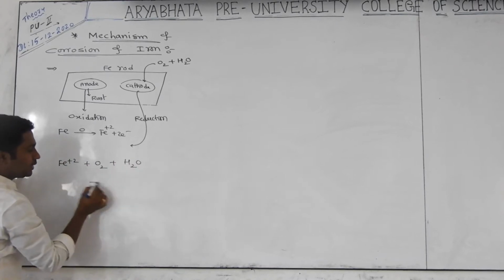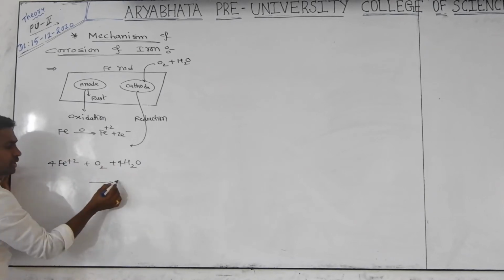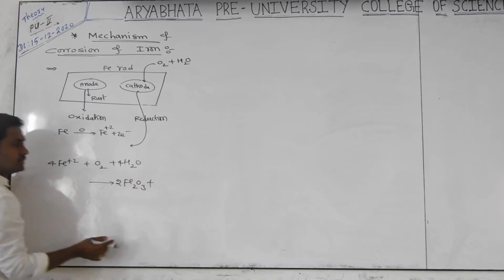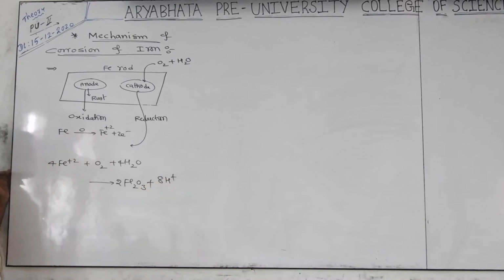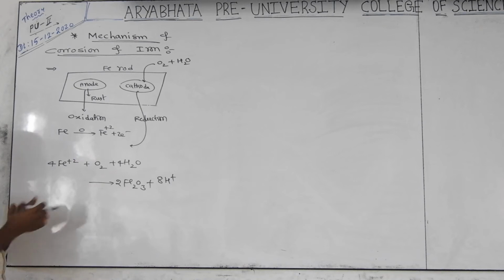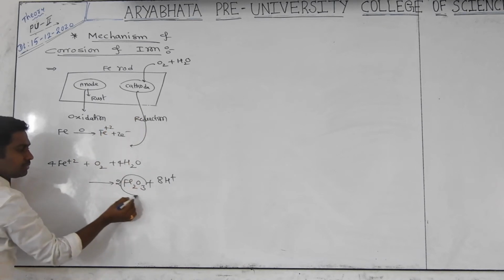So what products are we getting? Take 4 moles here and 4 moles here. How many moles are we getting? 2 moles of ferric oxide. And how many hydrogens remain? 8 H+ particles remain. Check the balance: 4 irons and 6 oxygens, and 8 H+. This is happening at the cathode region, meaning reduction.